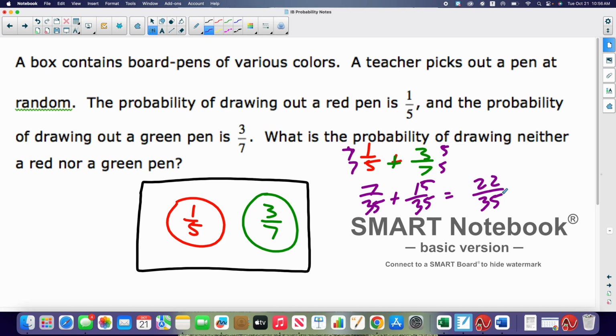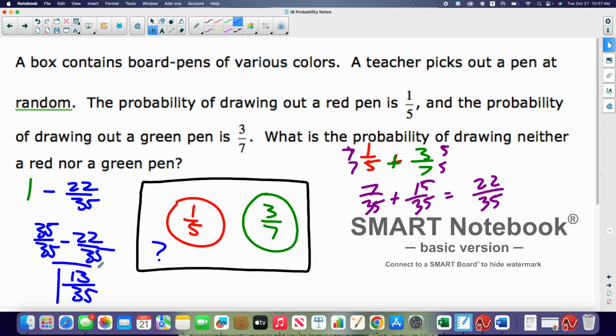Well, what is it that we're wanting? Neither. Neither one of those. So how do I do that? What's left? Subtract it from what? Subtract from 1. Basically in the diagram, what I'm wanting is everything in the box but not in the circles. I want this. So I'm going to take 1, which is everything, minus the part that I don't want. I don't want the 22/35. Now, how else could I represent 1? 35 over 35. Thank you. 35 over 35 minus 22 over 35 equals 13 over 35.